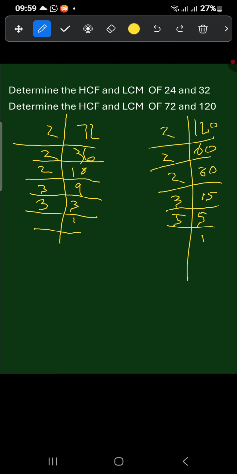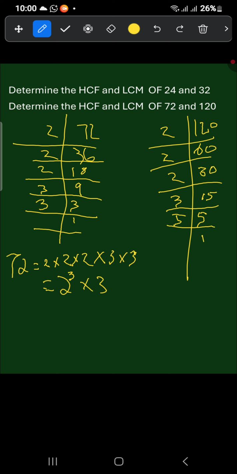Now when we write 72, 72 is equal to 2 multiplied by 2 multiplied by 2 times 3 times 3, which is the same as 2 to the power 3 times 3 to the power 2, because 3 is appearing 2 times.